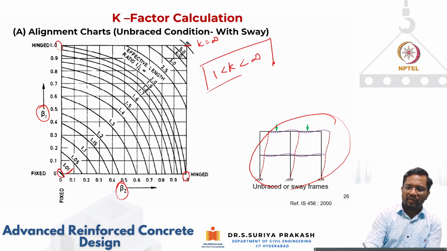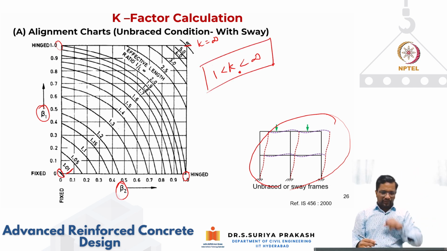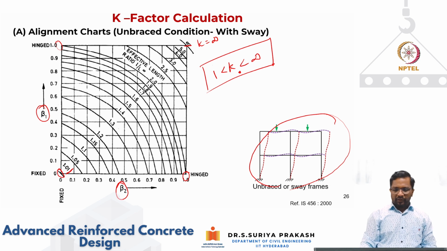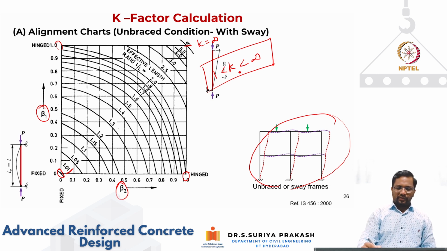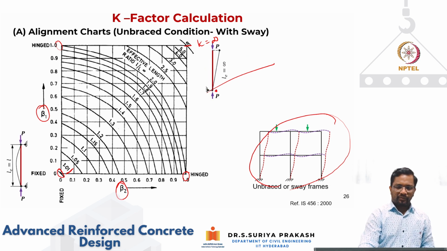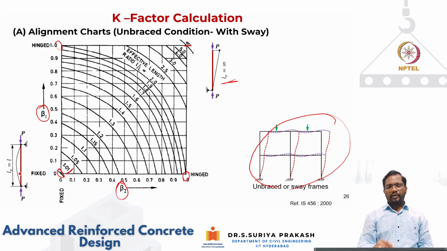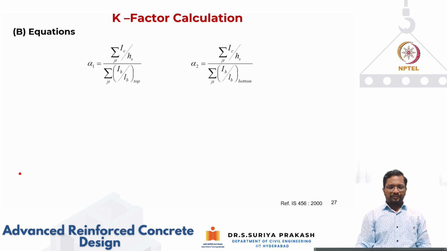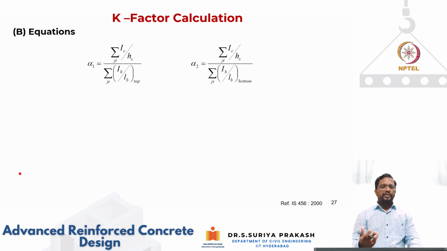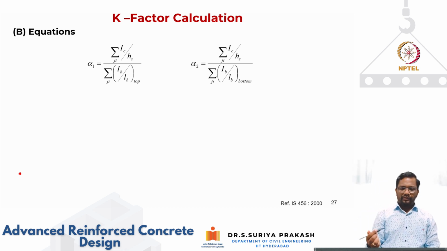That is what these charts also show, the values are given here. In this way, we can calculate these things. This is what we have discussed previously also. In this case, pin to pin, LE becomes infinity. For fixed, LE becomes equal to unsupported length. The same kind of things are again expressed in the form of equations also.